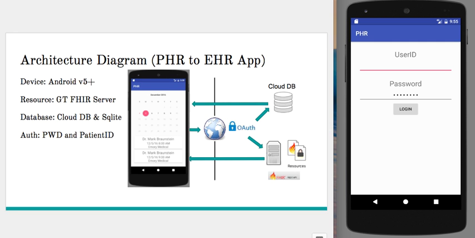This is an overall architecture diagram of the PHR to EHR app. Specifically, it is designed for Android version 5+. It uses the Georgia Tech FHIR server as a backend, as well as cloud database and SQLite. Authentication is simply password and patient ID.